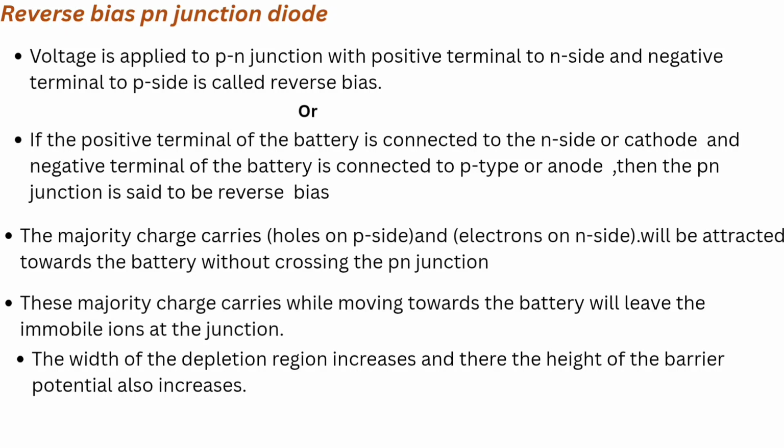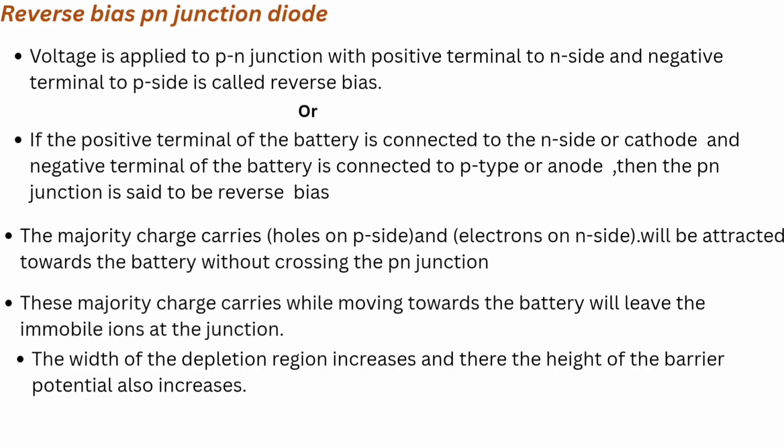Means it offers infinite resistance. So there is a large amount of resistance. That's why there is no flow of current in the reverse bias PN junction diode. So this reverse bias PN junction diode acts as an open switch. Why? Because there is no flow of current. So the width of the depletion region increases and the height of the barrier potential also increases. When the barrier potential increases, it will act as an insulator. That's why there is no flow of current in the reverse bias junction.